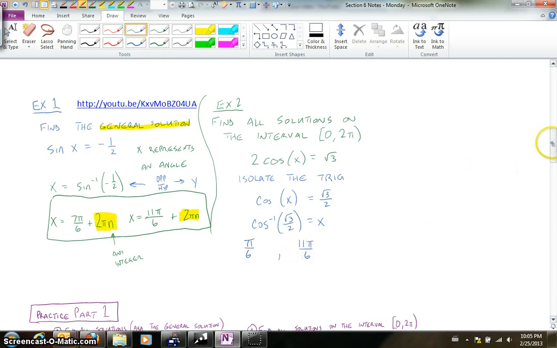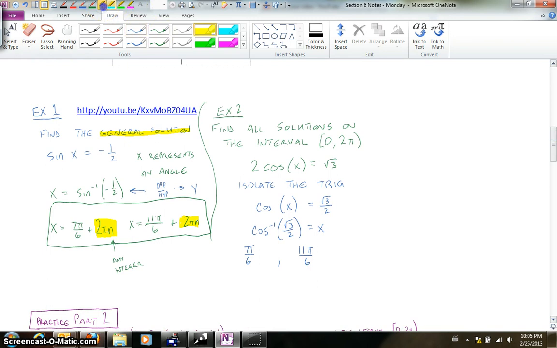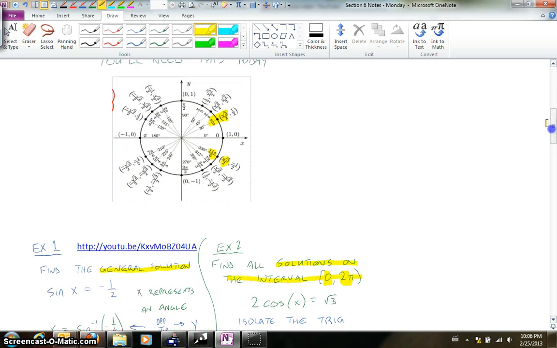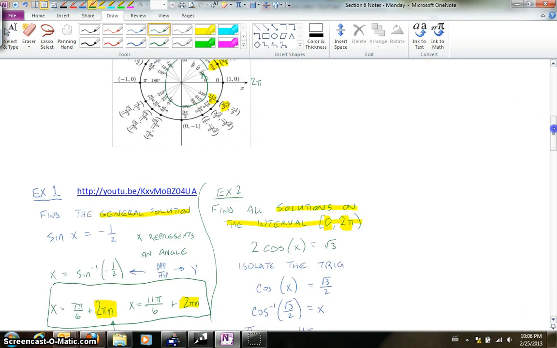But notice what's happening here. The specific instructions on this one said find all solutions on the interval 0 to 2 pi. So both pi over 6 and 11 pi over 6 are bigger than 0 but less than 2 pi. So they are on this interval. If I decided to try to do what I did with the general solution and add another 360 degrees to, let's say, pi over 6, add another 2 pi there, I'm going to end up passing 2 pi and therefore be out of this interval.